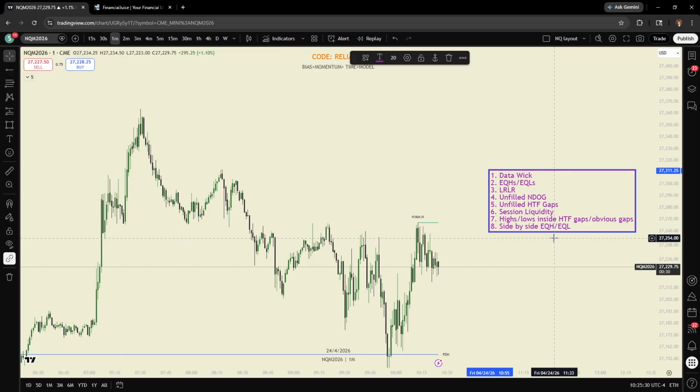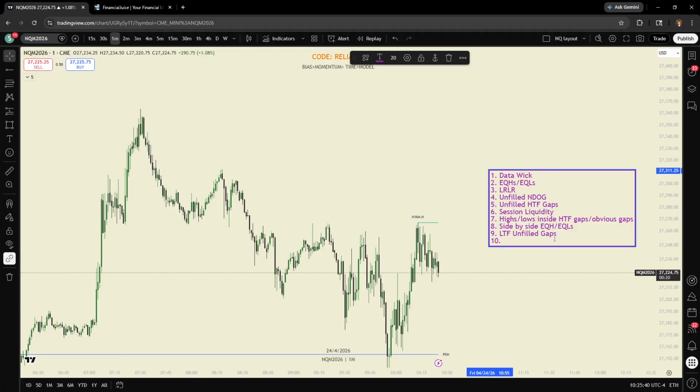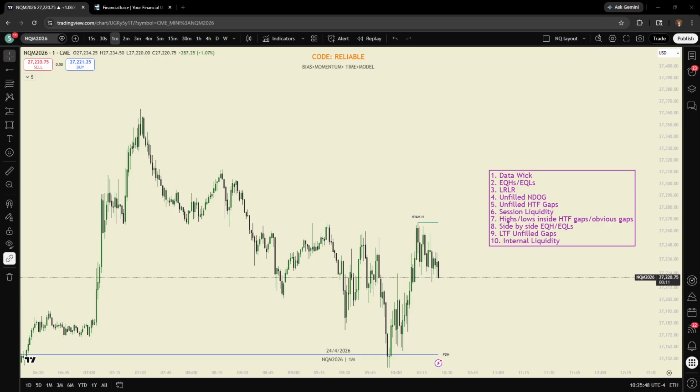So this is where me and Dodgy differ the most. It's our interpretation of equal highs and equal lows. But yeah, this is just the list of all the different draws on liquidity, right? This is what I used to call the hierarchy of draws, and I still call it that.